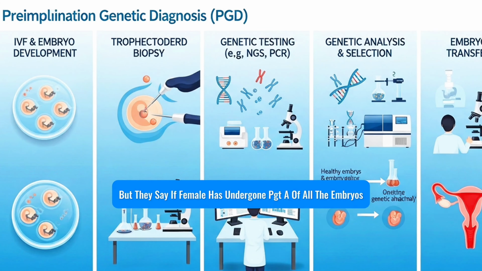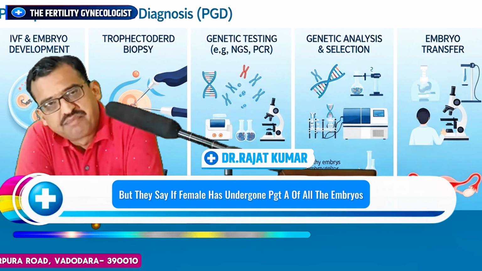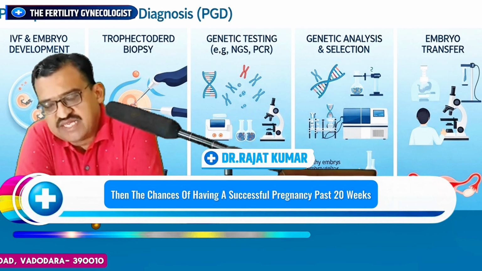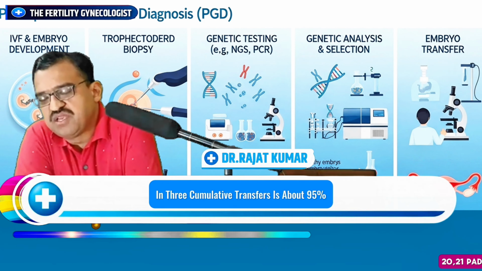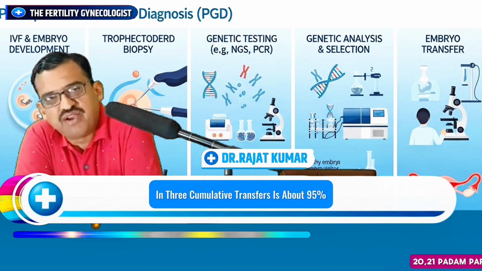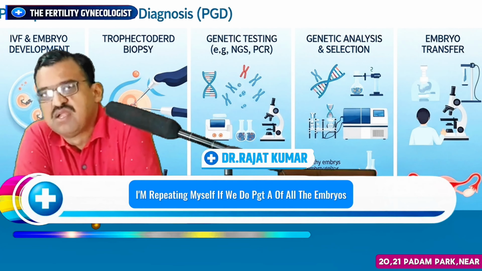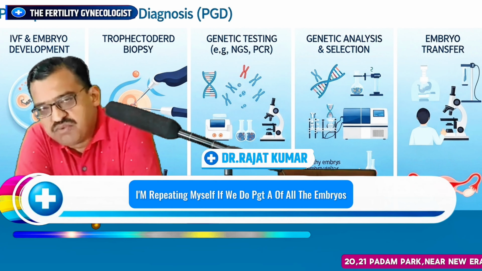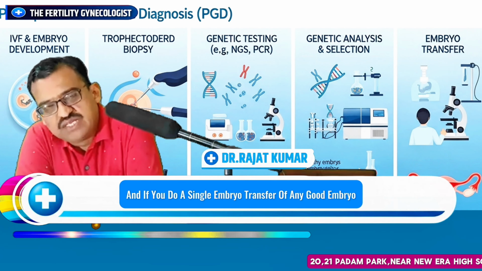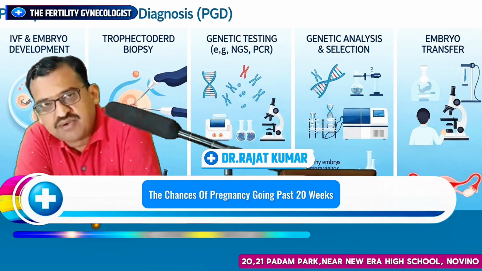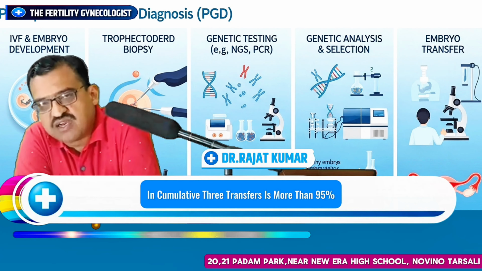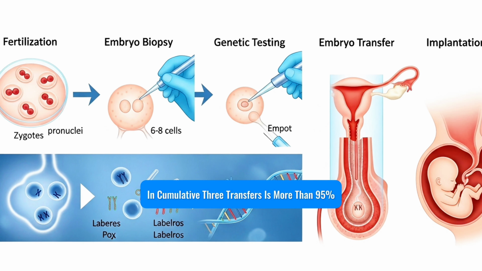But they say if a female has undergone PGT-A of all the embryos, then the chances of having a successful pregnancy past 20 weeks in 3 cumulative transfers is about 95%. If we do PGT-A of all the embryos and do a single embryo transfer of any euploid embryo, the chances of the pregnancy going past 20 weeks in 3 consecutive frozen embryo transfers is more than 95%. This is an excellent rate of success.